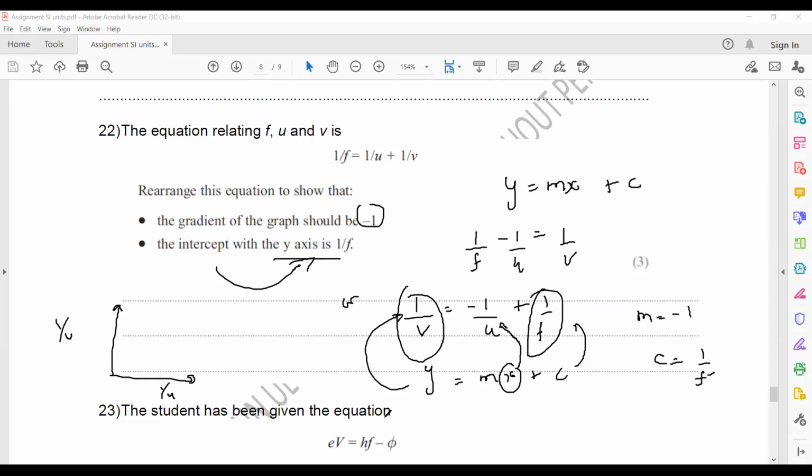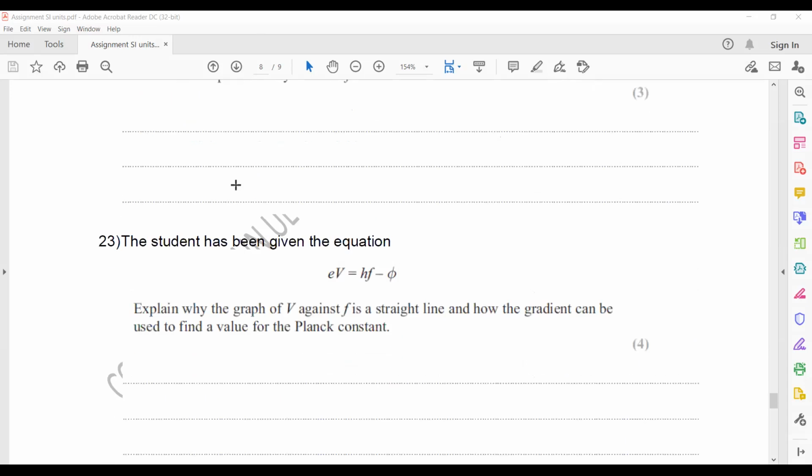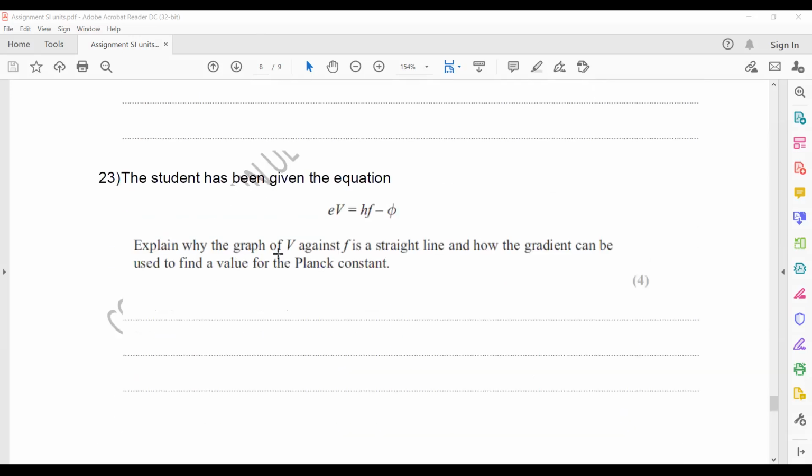Is it clear? Discussion? Then on to question 23. The student has been given this equation. Explain why a graph of V and f will be a straight line.